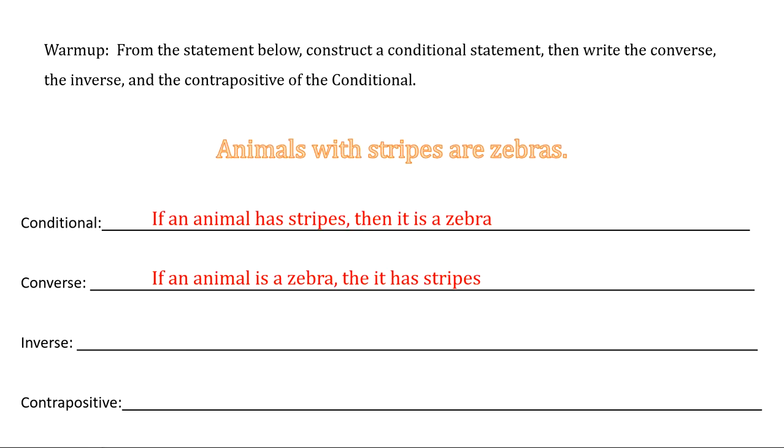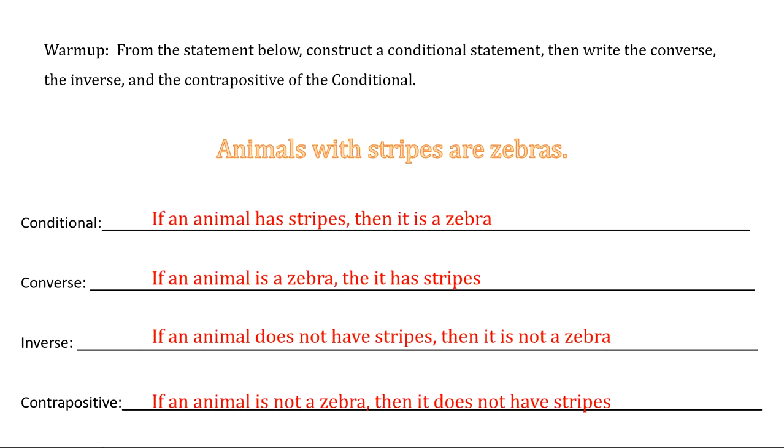The inverse now is the negation of our original statements. If an animal does not have stripes, then it is not a zebra. And the contrapositive is either the negation and flipping of what we had of the conditional, or we just negate the converse. So if we kind of look at it this way, if an animal is not a zebra, then it does not have stripes. Those would be your conditional, your converse, your inverse, and the contrapositive for that statement.